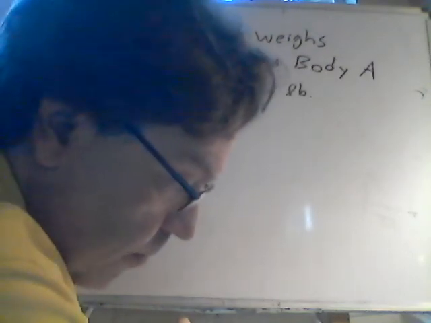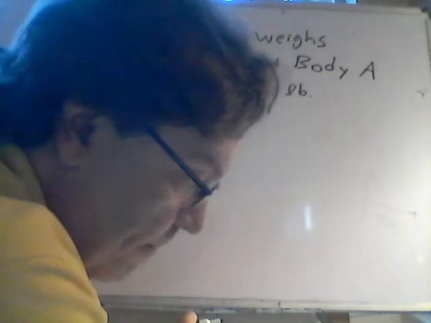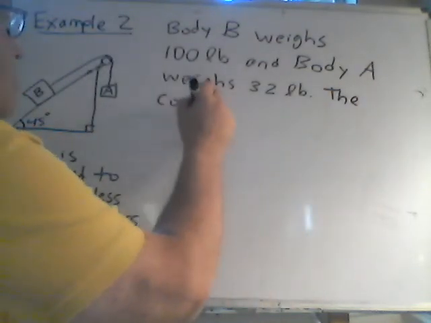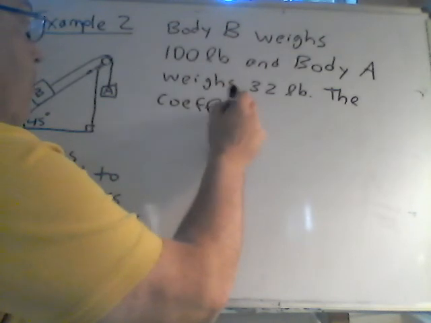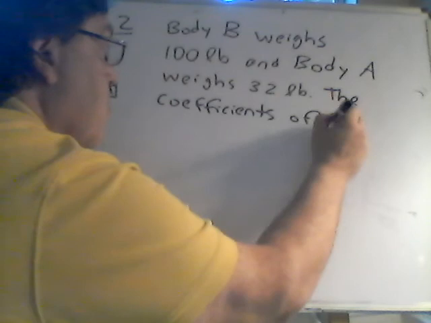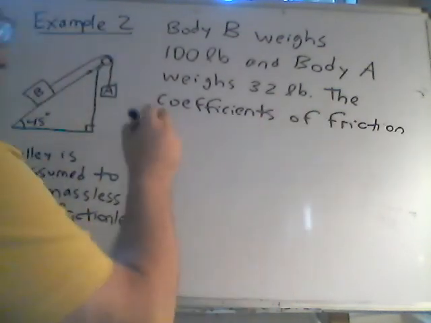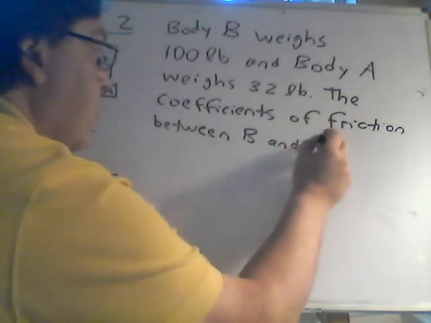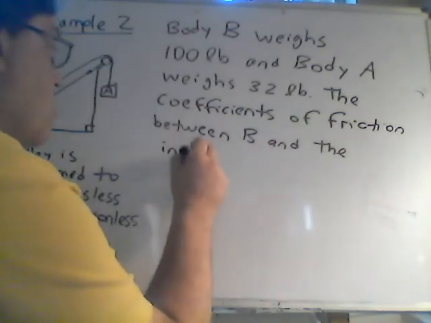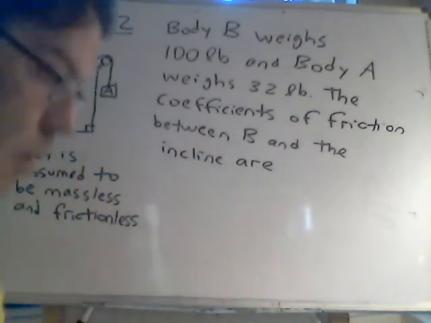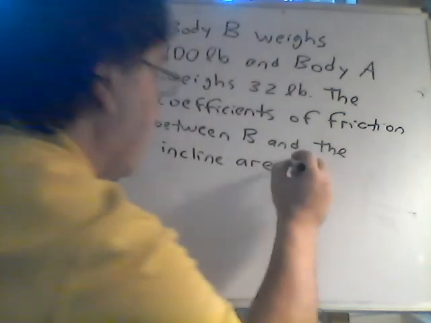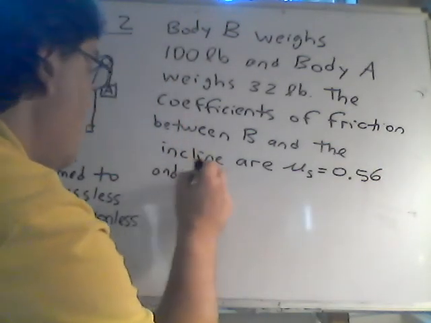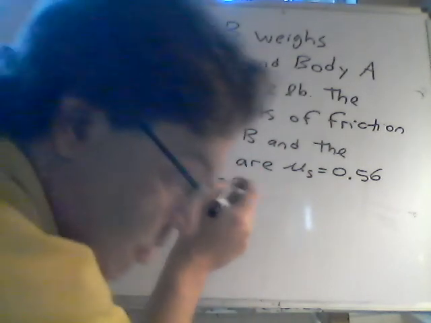And the coefficients of friction between B and the incline are, so we're going to have some friction in here, the coefficients of friction between B and the incline are mu sub s equals 0.56 and mu sub k is 0.25.